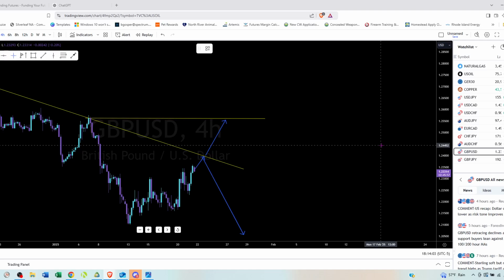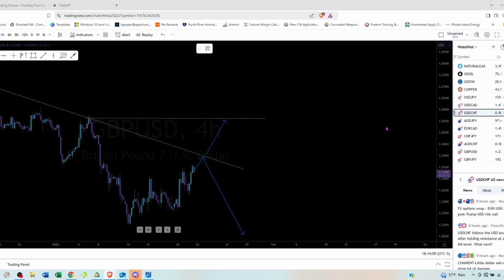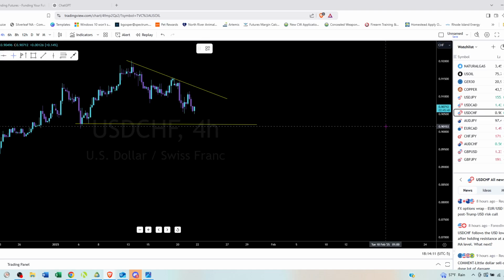So pound yen, pound dollar, dollar yen, and dollar Swiss are kind of the ones that have my interest the most right now. Dollar Swiss to a little less degree. So, all right, I'm going to leave it there.